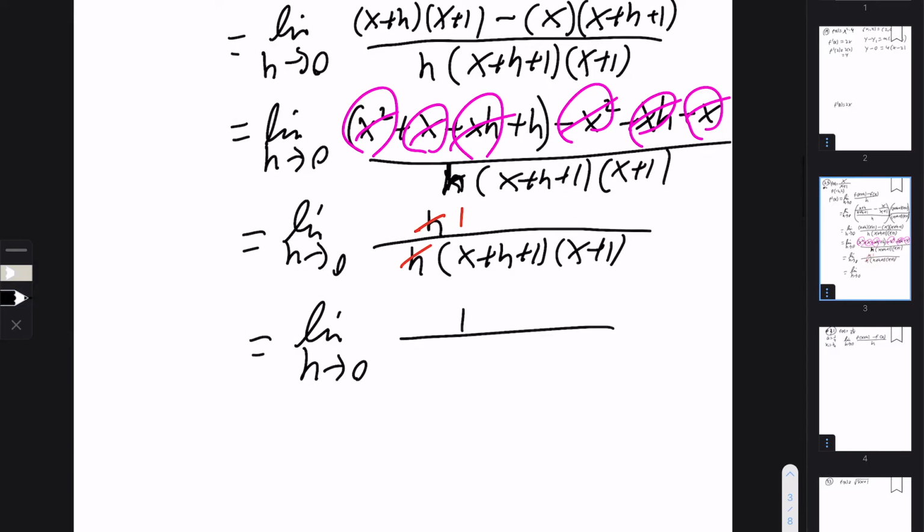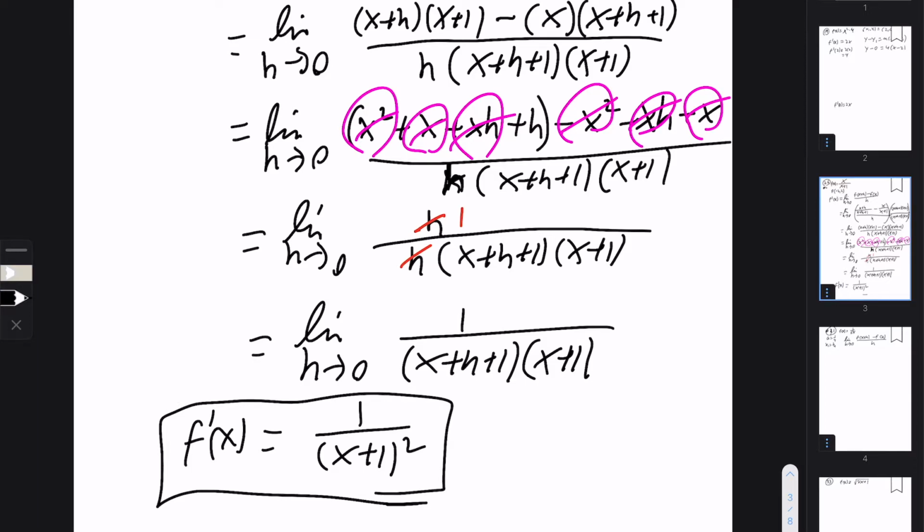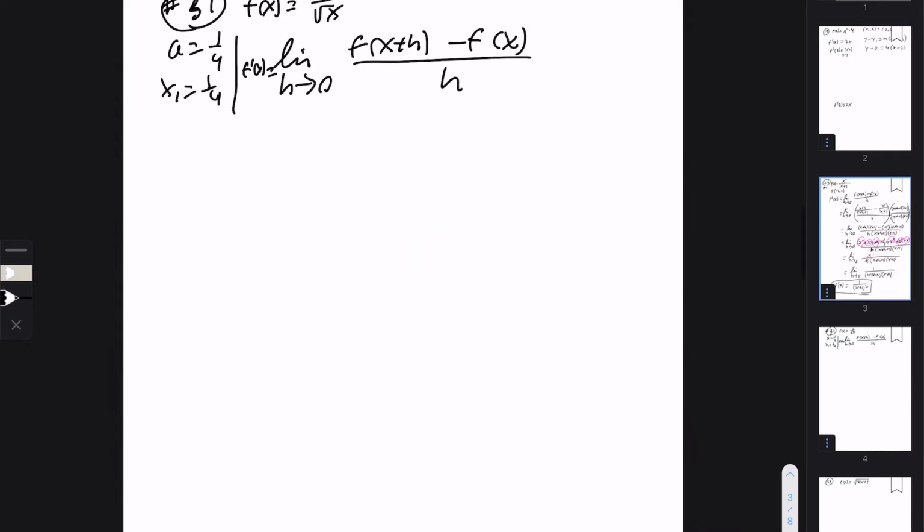1 on top, x plus h plus 1, x plus 1, and we know that h is approaching 0, so that becomes 0, and we have x plus 1 squared on the bottom. X plus 1 squared. So that is the derivative of that. I'm not going to find the equation of the tangent line. I did on the 2 previous problems.